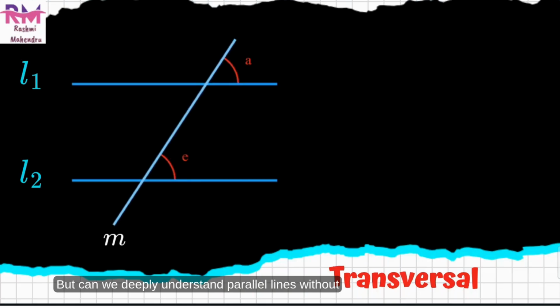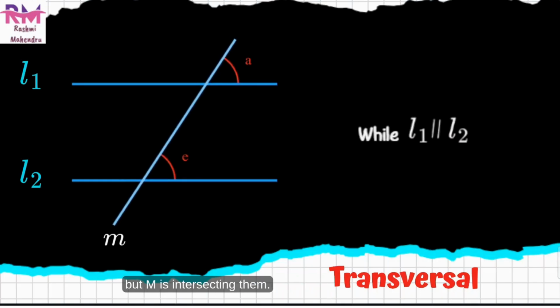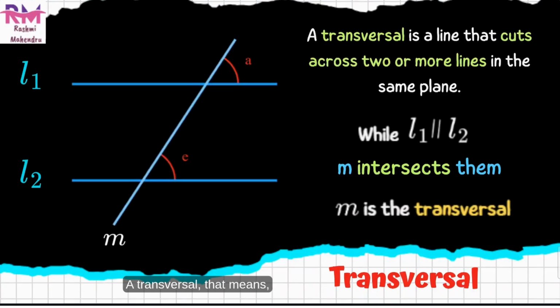But can we deeply understand parallel lines without a mention of intersecting lines? Observe the interaction on the screen. See how line L1 and L2 are parallel, but M is intersecting them. What are such lines called? They are called the transversals. A transversal, that means, is a line that cuts across two or more lines in the same plane.